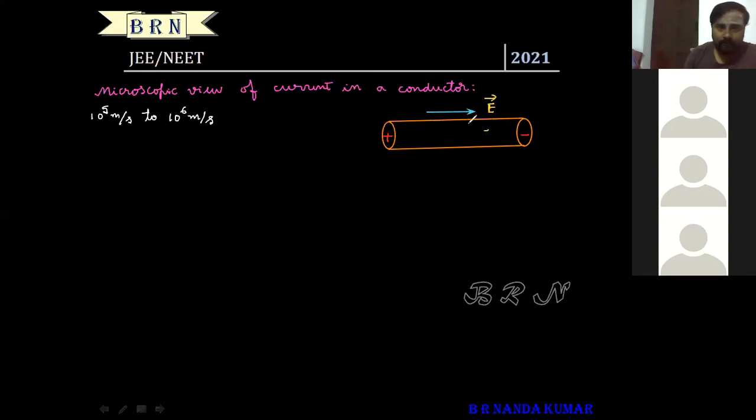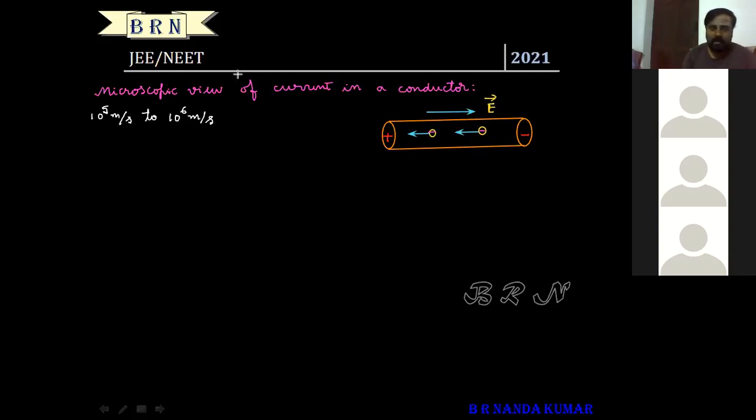Think slowly. So due to the electric field, the electrons inside the conductor get accelerated in a direction opposite to the direction of the applied electric field. So when a charged particle is in the presence of an electric field, it will experience a force.